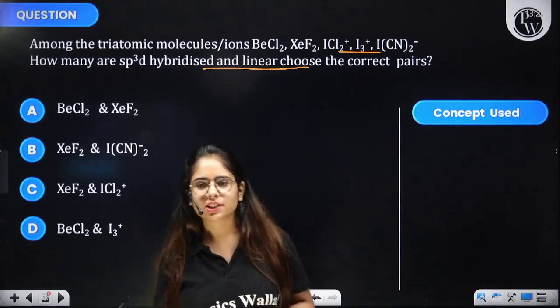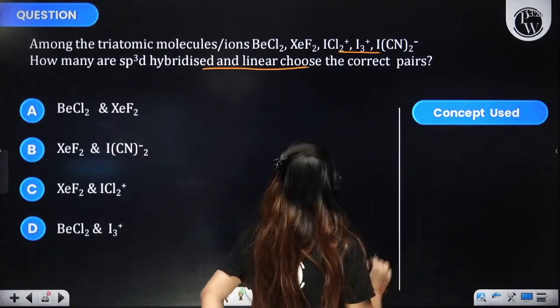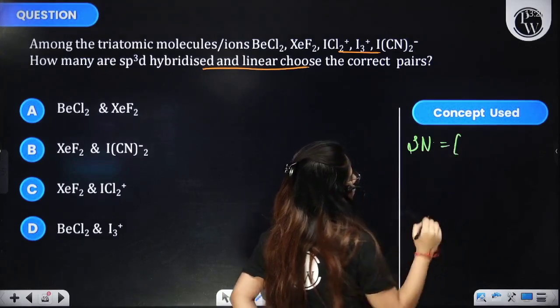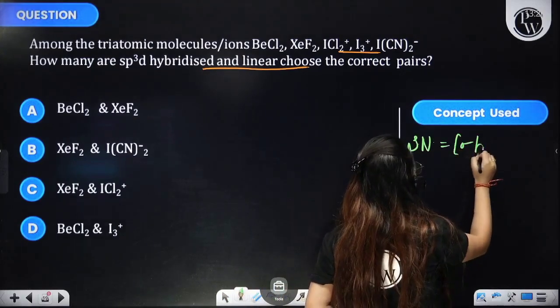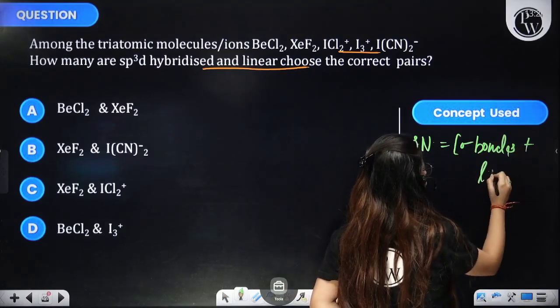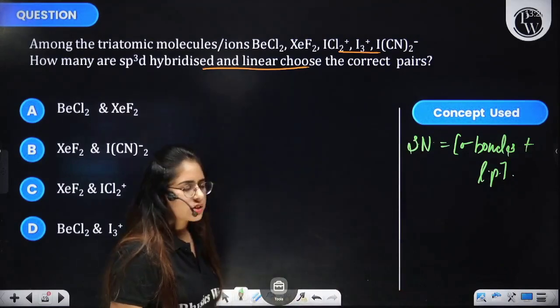And for hybridization, we have to count the steric number. So steric number, for this, you have to count the number of sigma bonds plus lone pairs. So this concept we will be using for our question.